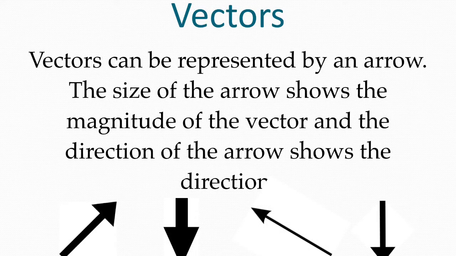We often use arrows to represent vectors. The direction of the arrow shows you the direction that the vector is working in, and the size of the arrow gives you an indication of the size or the magnitude of the vector.